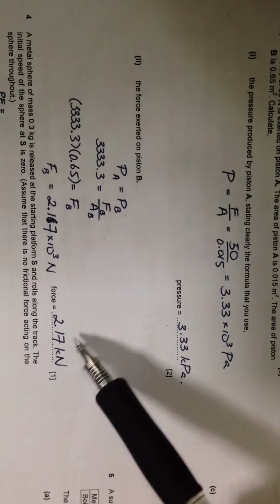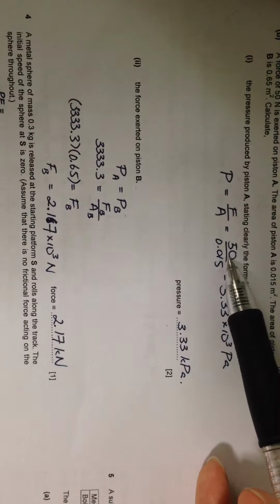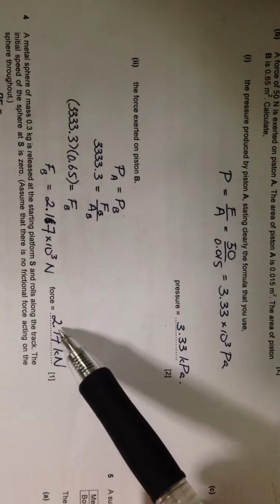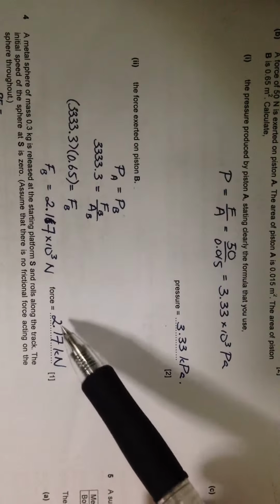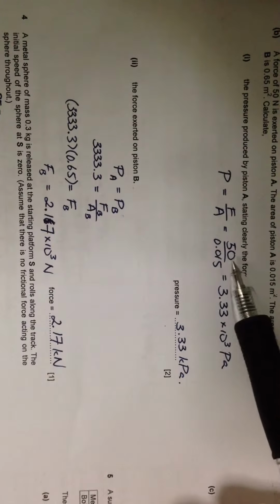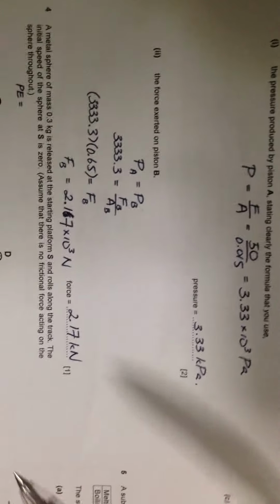What you are seeing here is how the hydraulic jack works. You see the force at A is only 50 Newton, but the output force at B becomes almost 2.17 kilonewton. That is about 2,000 Newton. So you see that is really a big change in the force. Input 50, you get almost 2,000 Newton at the output.